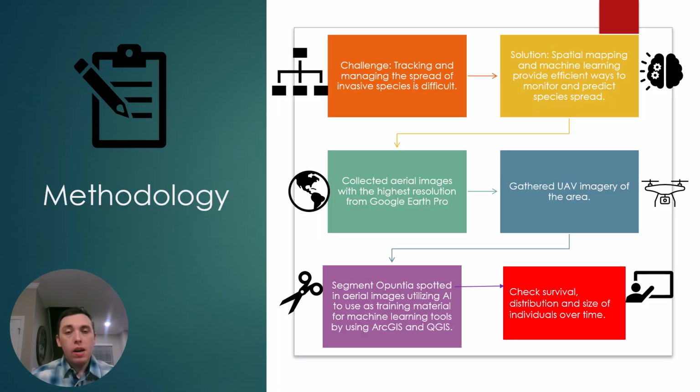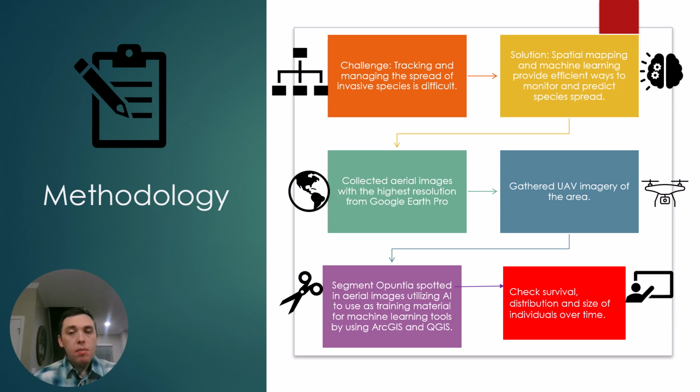The challenge of tracking and managing the spread of invasive species can be met with multiple difficulties and challenges. To solve those problems and streamline tasks, which would normally eat up most of your time, a combination of machine learning and spatial mapping to monitor and predict invasive species movement is applied. One of the first things which needs to be done is to collect the necessary aerial imagery with the highest resolution on Google Earth Pro. Supplemental UAV images are also gathered from past visits to study area to use as additional training data.